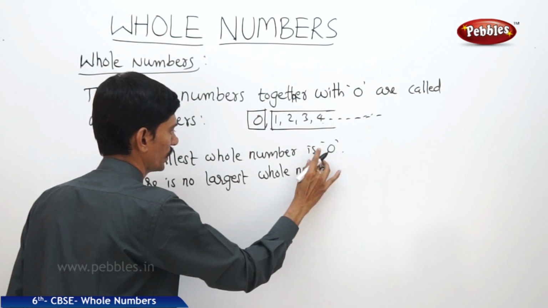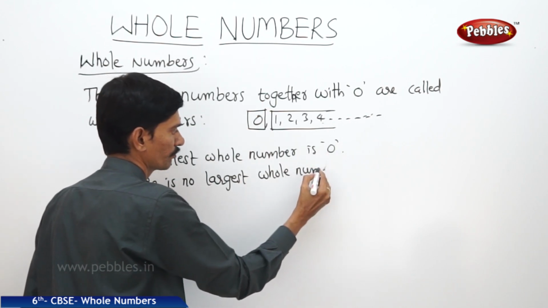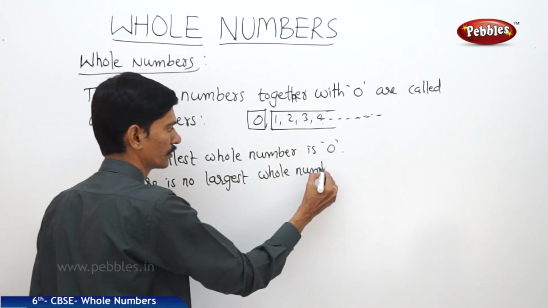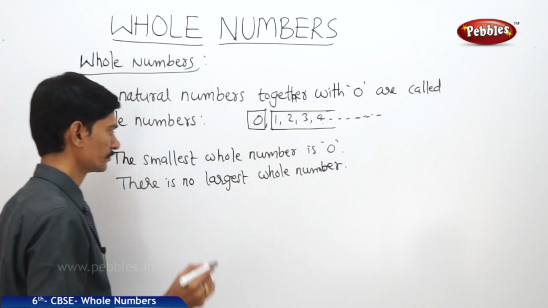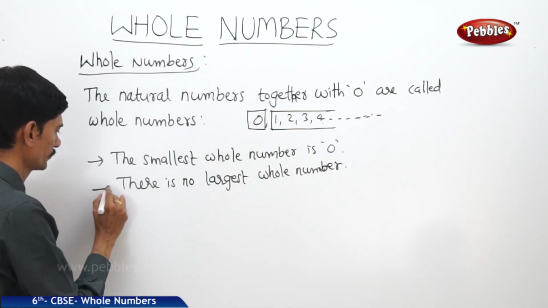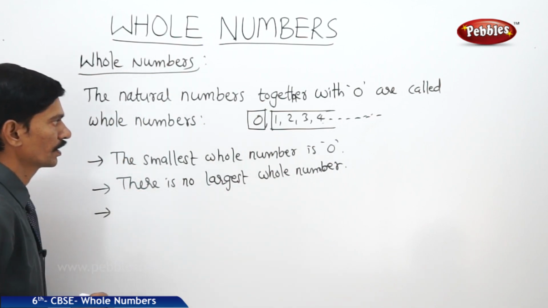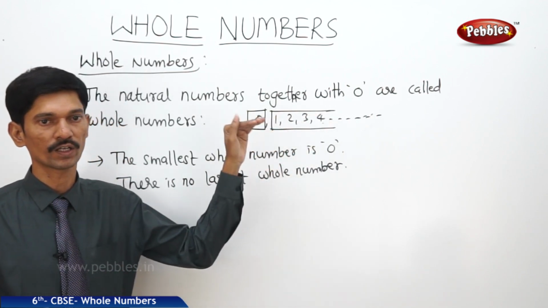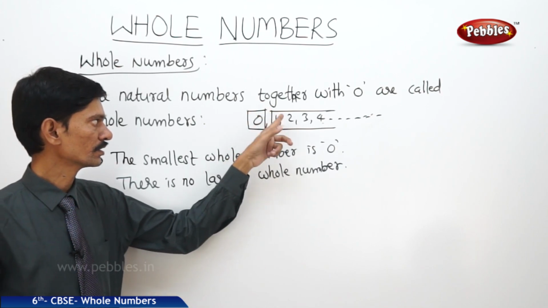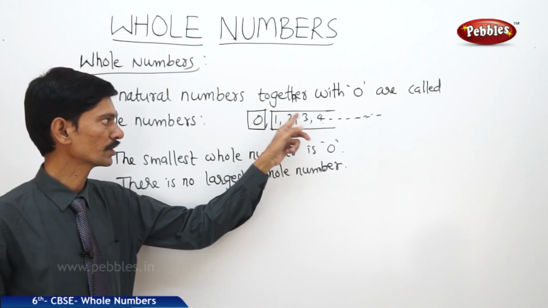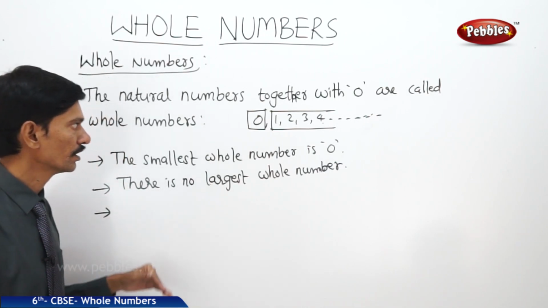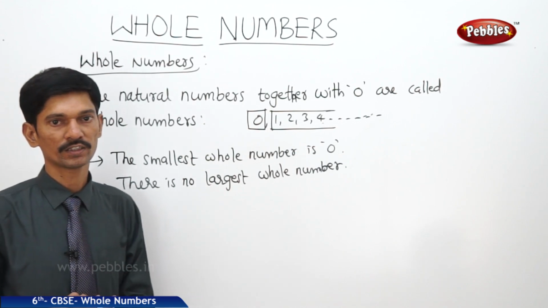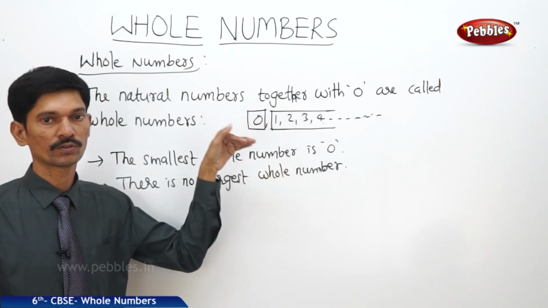Because whole numbers, like natural numbers, are unlimited, we cannot find any largest whole number. And here also, the difference between any two consecutive whole numbers is always 1. The difference of 0 and 1, the difference of 1 and 2, the difference of 2 and 3 is always 1. And are all the natural numbers whole numbers or not?